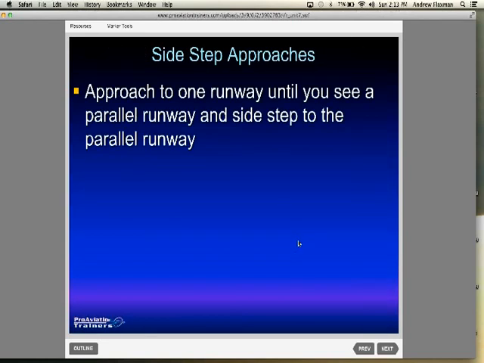Sidestep approaches. These are fun. You ever done one of these? Yeah. Okay. These are pretty straightforward, but got to talk about them. All right, so we're cleared to the approach to runway. You're cleared ILS 9 left, sidestep runway 9 right. Approach to the runway until you see a parallel runway, and then when able, sidestep to that parallel runway. Usually good practice to announce when you're making the sidestep.